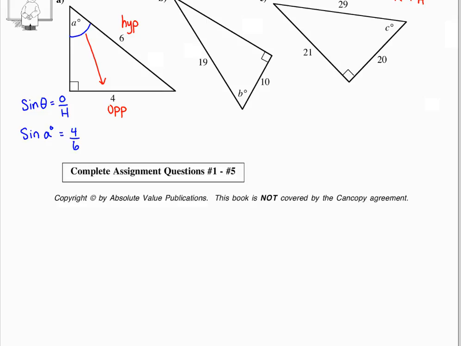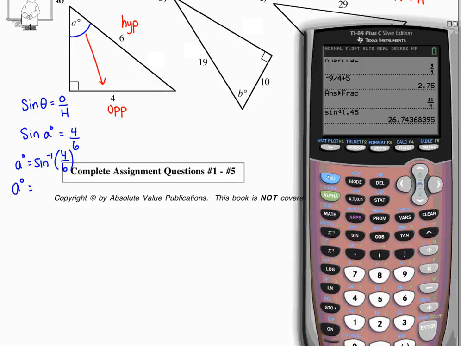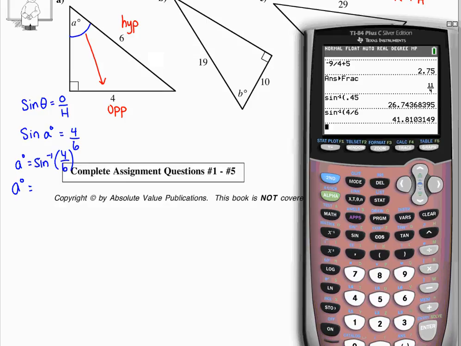How do we bring the sine over? Sine inverse. So when you inverse sine to both sides, the inverse sine of sine, you're just left with your angle. That's really what we're doing, okay? It's opposite operation. They cancel each other out. So inverse sine of 4 over 6. Type that in your calculator. Second sine, 4 over 6 is 42.